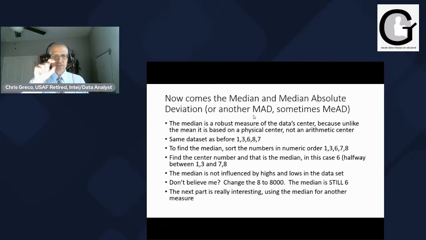It's not skewed. It's basically the physical center. Now, you don't believe me, right? Oh, Chris, that's hard for me to believe. Well, change the 8 to 8,000. If you change the 8 to 8,000, the median is still 6.